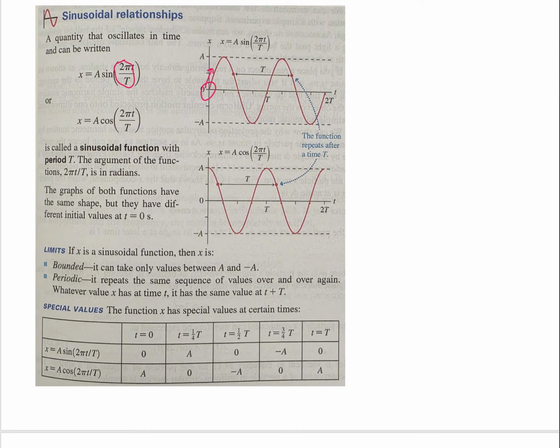If I had this graph right here, I'm starting at the maximum value and then going down. That's just like a cosine graph that's not reflected. So that's why we see A cosine 2 pi over T. Okay, so the argument of the function here, 2 pi over T times t, time, is in radians. So always remember to be in radian mode unless you're given degrees for some reason, which generally in this class doesn't happen. The graphs of both functions have the same shape. I could pick this graph up right here and move it directly on top of that graph. It's the same shape, but they're out of phase with each other.